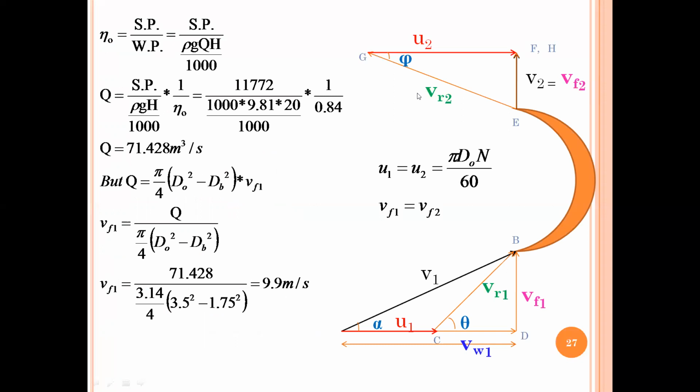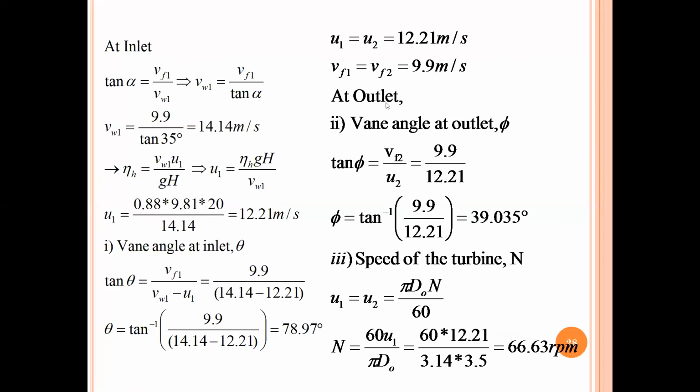So I'll be using the same equation here. At outlet, vane angle at outlet phi is equal to Vf2 divided by U2. That is equal to 9.9 divided by 12.21. So I'll be getting the value of phi as 39.035 degrees.